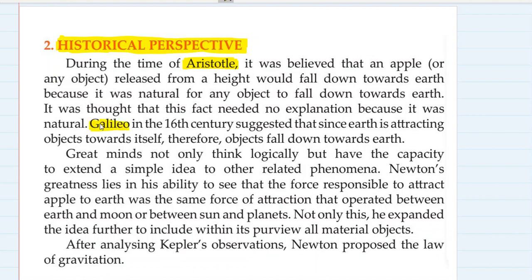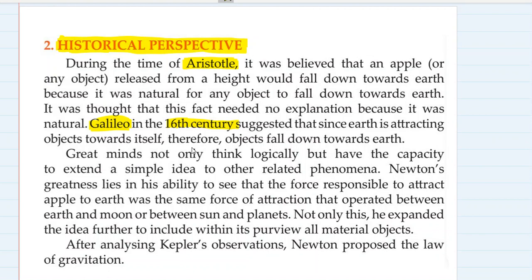Galileo, in the 16th century, suggested that since earth is attracting objects towards itself, therefore objects fall down towards earth. So Galileo, for the first time, suggested that earth is attracting all objects towards itself. That's why everything falls down.